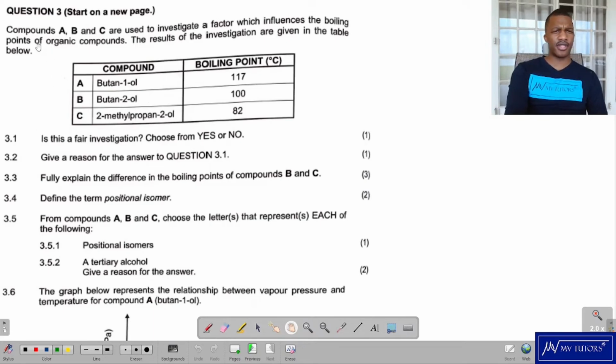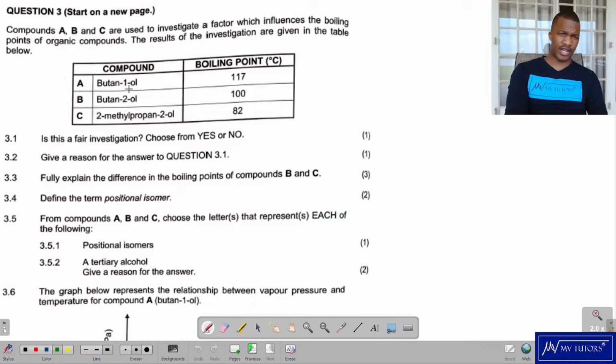Question number 3. Compounds A, B, and C are used to investigate a factor which influences the boiling point of organic compounds. The results of the investigation are given in the table below. Is this a fair investigation? Choose from yes or no. Well, let's check it out.